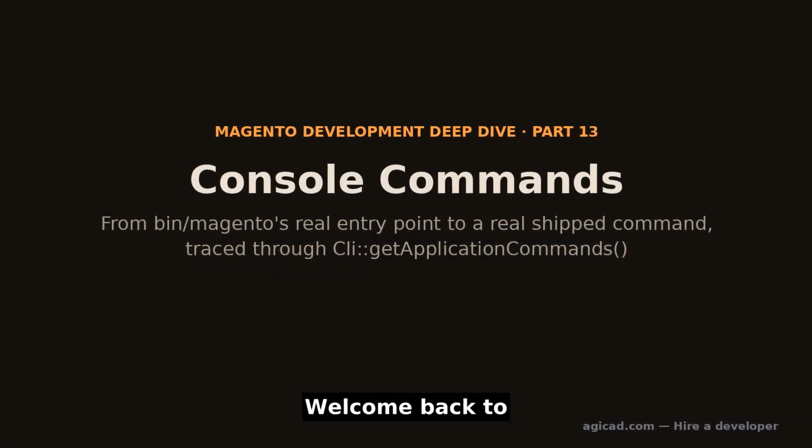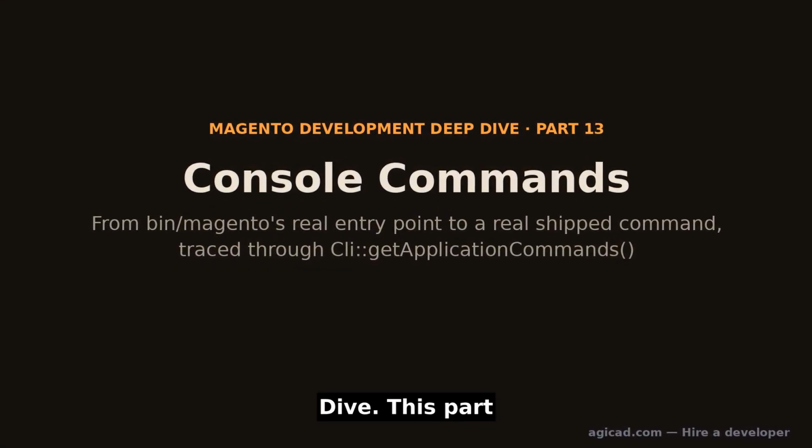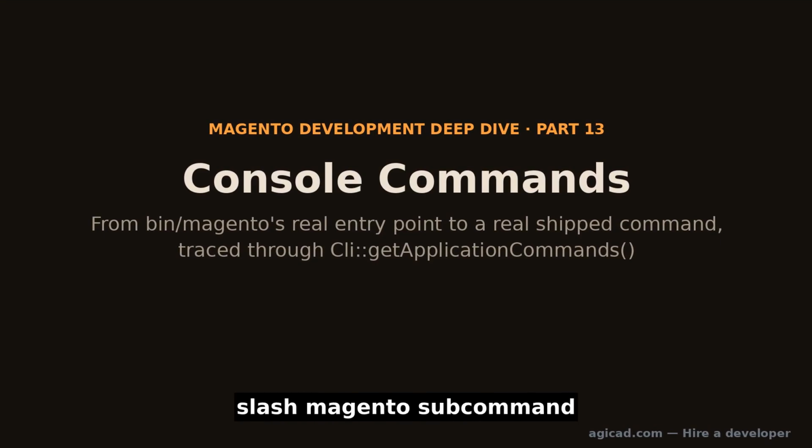Welcome back to Magento Development Deep Dive. This part is about console commands, the system behind every bin/Magento subcommand in the framework. We're narrowing the scope to one concrete question: how does a PHP class you write end up listed when someone runs bin/Magento list, and what does that class actually need to contain?